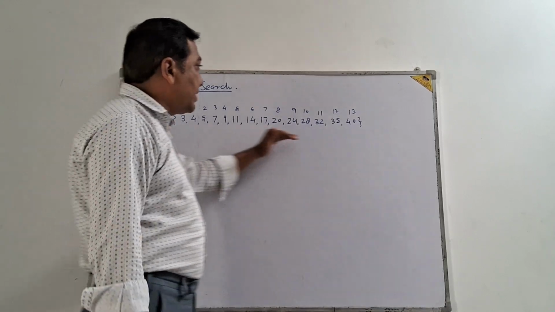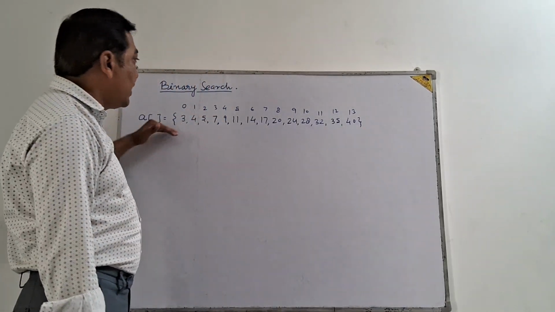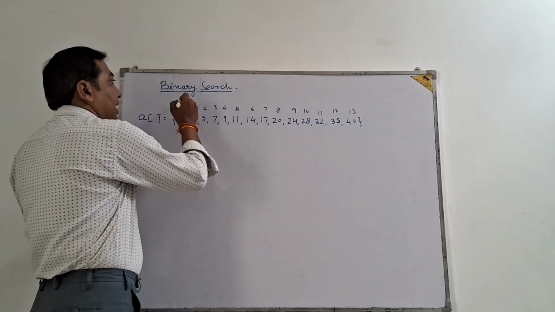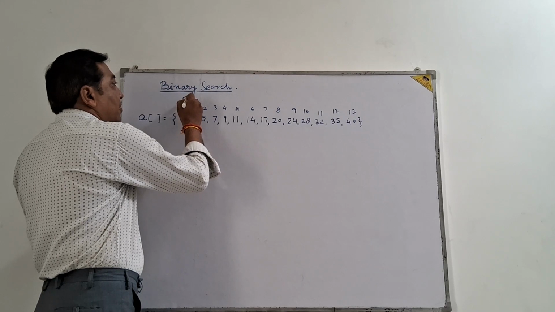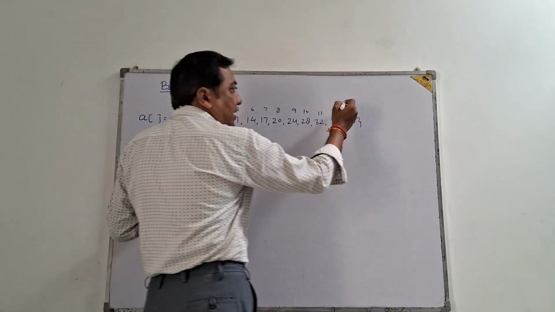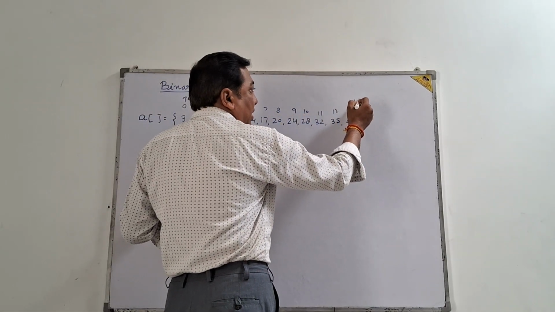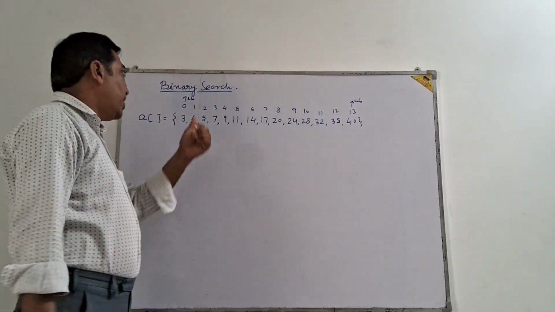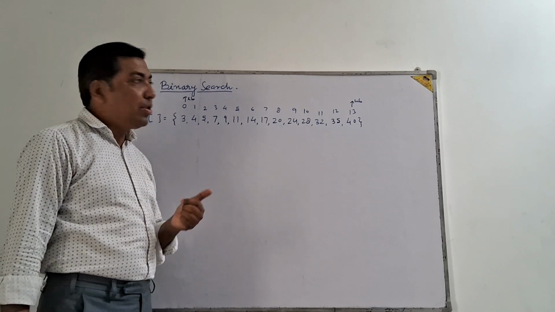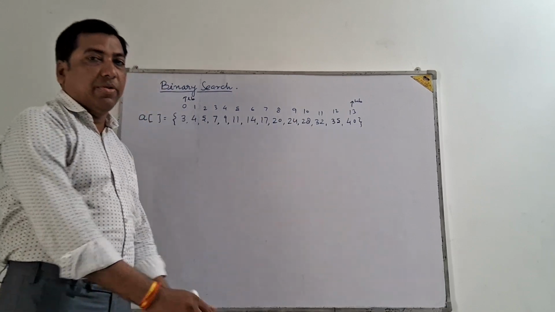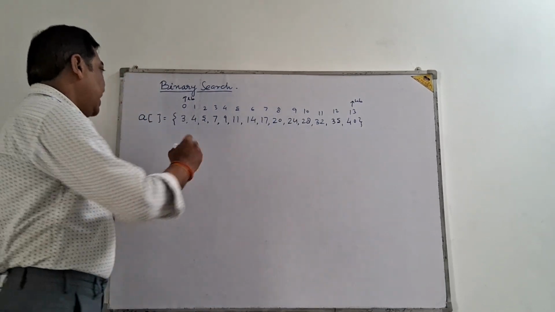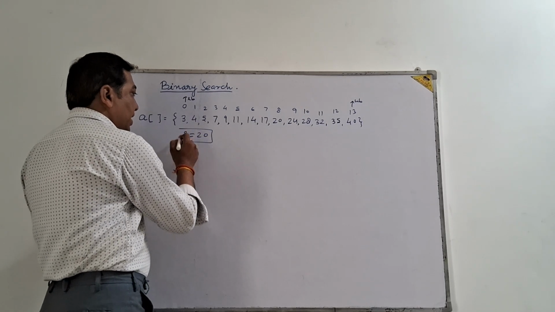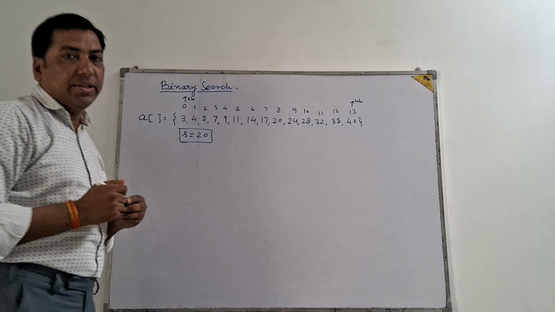So let us take this example. Here 14 numbers are there in ascending order. In binary search, the first index we consider as the lower boundary, and the last index of the array we consider as the upper boundary. Here 14 elements are there in ascending order, so 0 will be considered the lower boundary and 13 is the upper boundary. Now let us search any number. Suppose I want to search for 20 in this array, whether 20 is present or not, using the binary search technique.